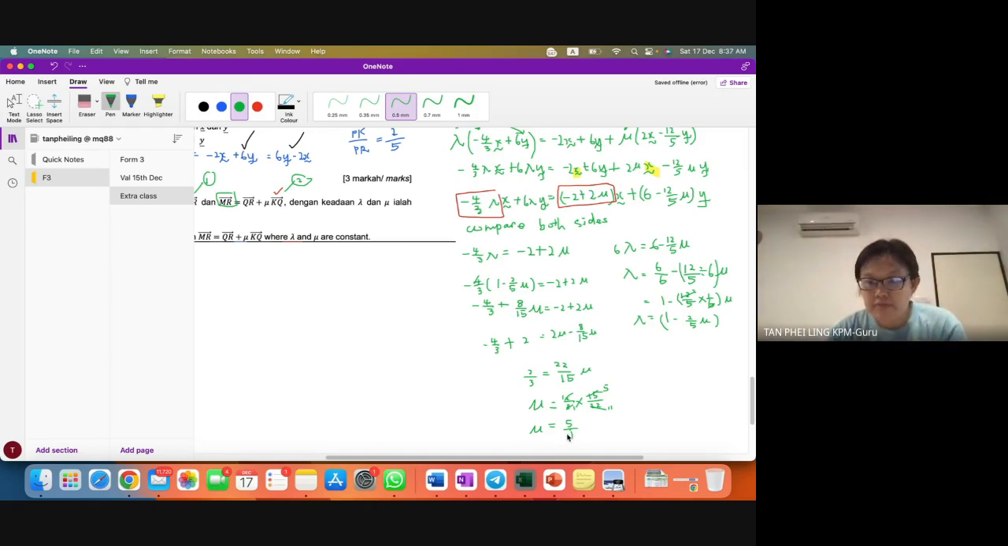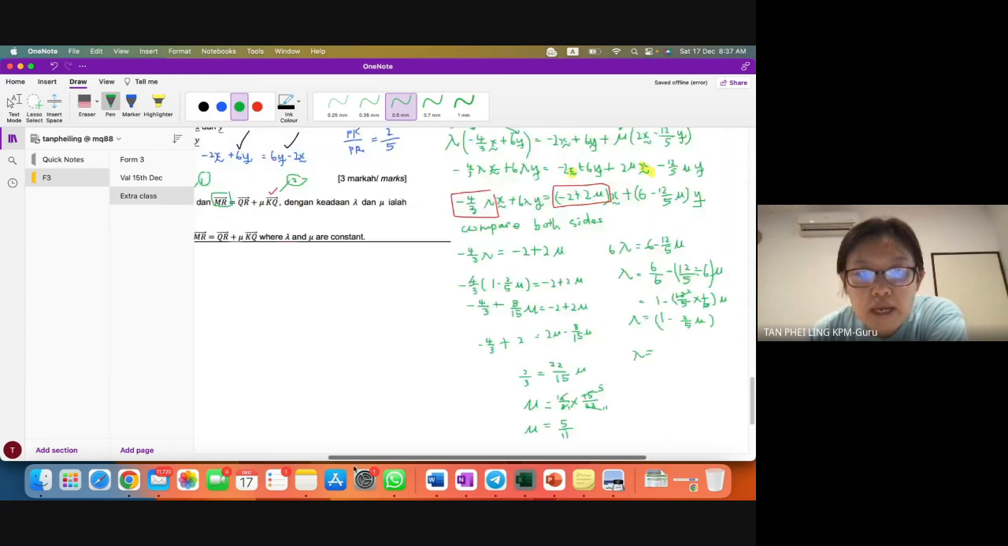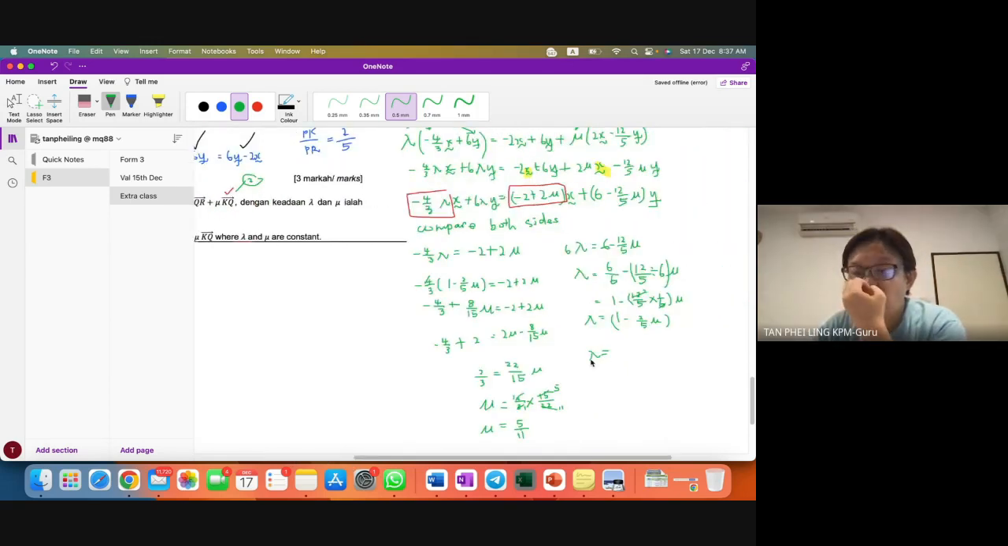Okay, I'm not done yet because we haven't found our lambda. Remember that. Always ask yourself. So they ask us to find both mu and lambda. So we have to put in both. So 1 minus 2 over 5. Our mu is 5 over 11. Okay, so here we can cancel. So 1 minus 2 over 11 becomes 11 over 11. So we are left with 9 over 11. Yep, correct. So this is lambda.